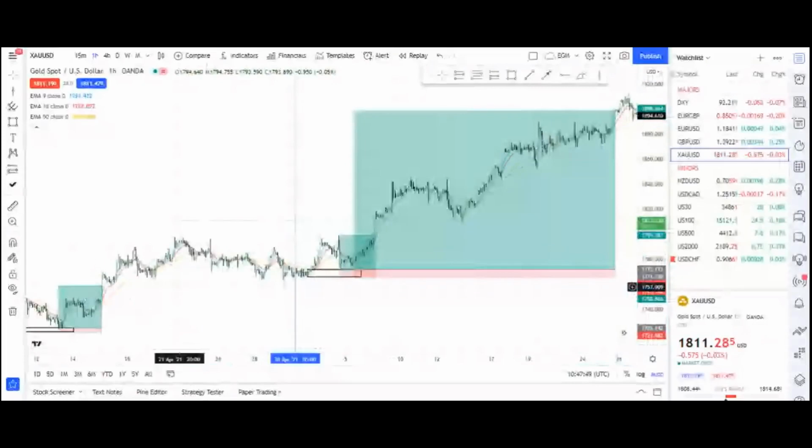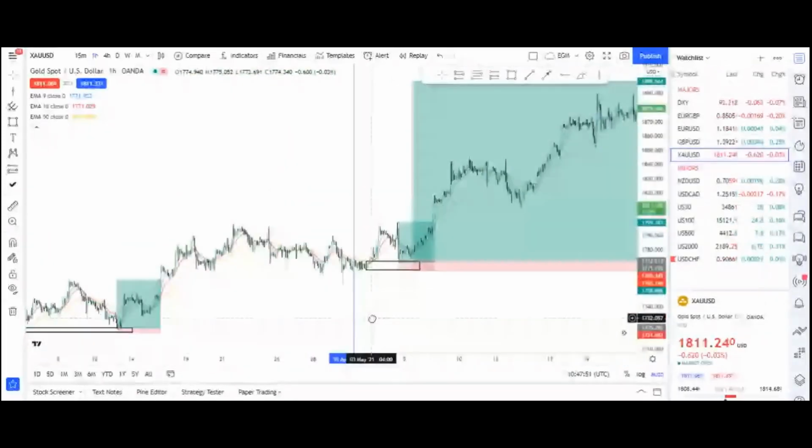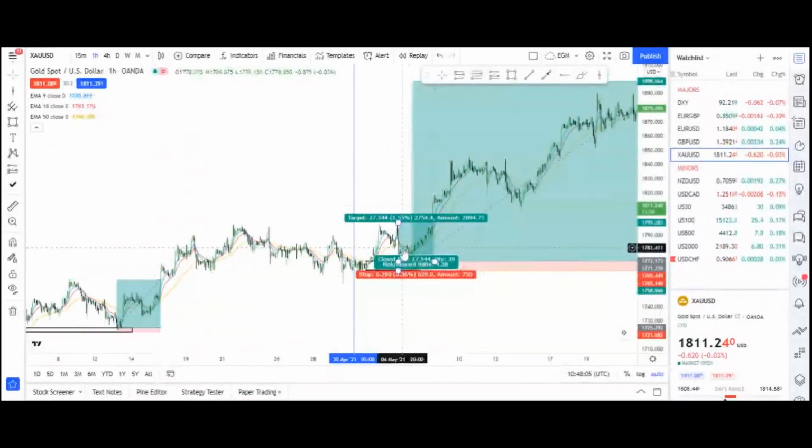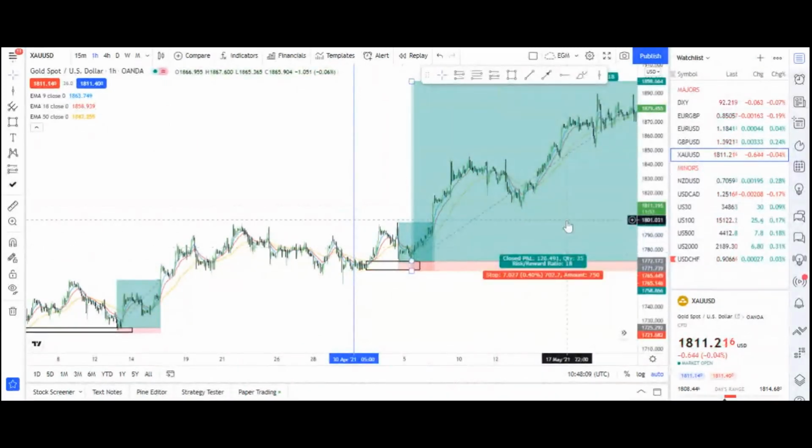Now, these are 2 months now. 3 trades in 2 months. First one, 9.3%. I hope somebody is writing the percentages down. 9.3%. The second one, 4.38%. The third one, 18%.